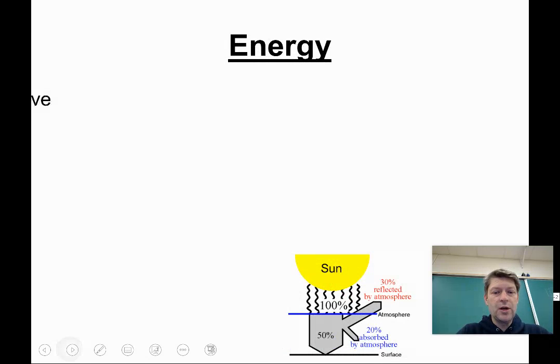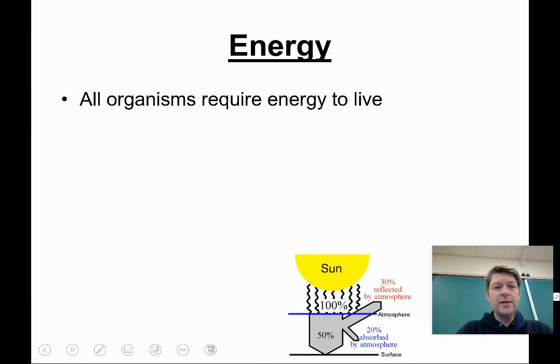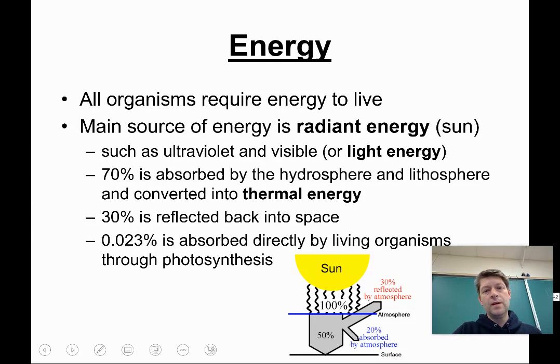So let's start with energy. All living organisms require energy to live. And the main source of energy is radiant energy from the sun. That can be ultraviolet, it can be visible light. Those are just 2 examples of types of radiant energy that come from the sun. There's also radio waves, microwaves, infrared rays, X-rays, gamma rays, and all of those have energy and can be used as sources of energy.